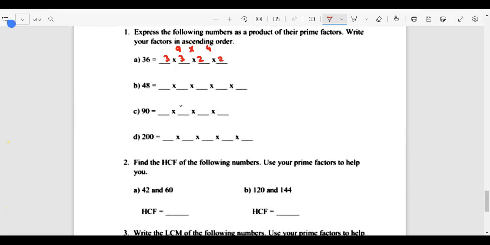Yes, ma'am. Okay, can you try it out for 90? Just pick up two numbers, 9 and 10, and then just break them down further. 9 के लिए I can write it down as 3 and 3, and 10 को 2 and 5. ठीक है, if we do it that way, this is also a good method. Okay, please try doing B and D. Okay, ma'am. I'll do.